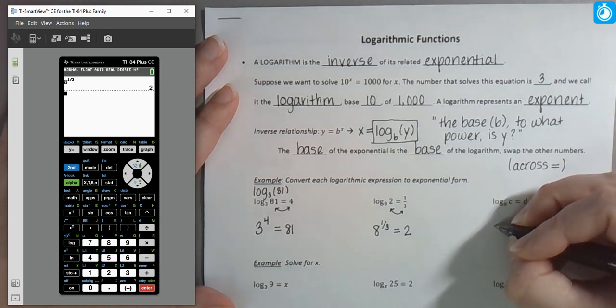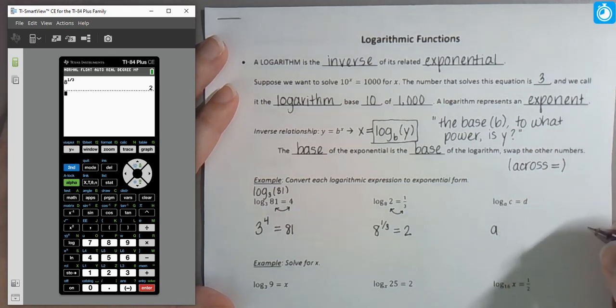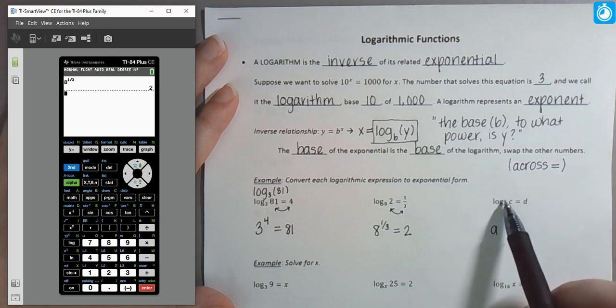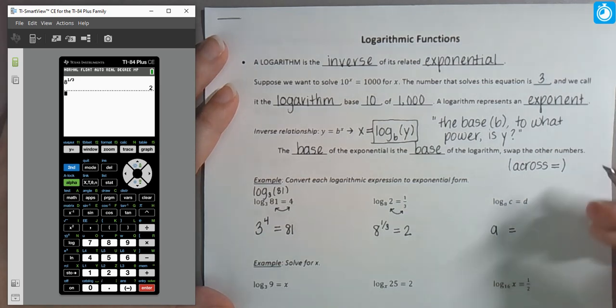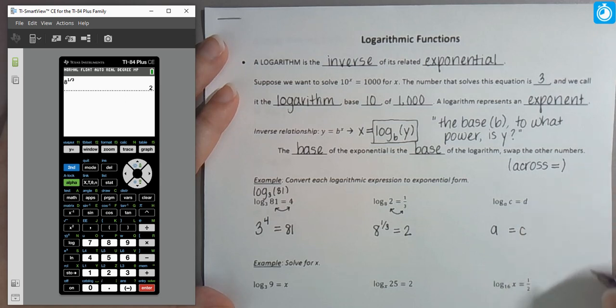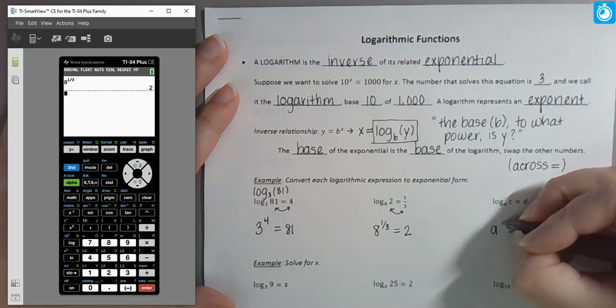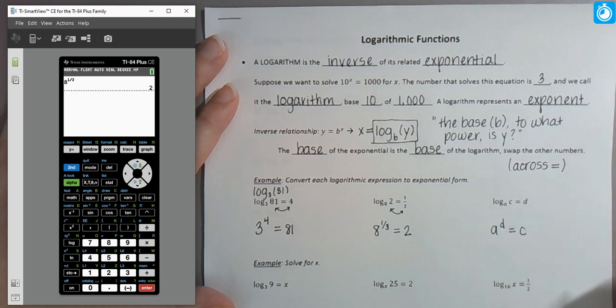Well, the base of the logarithm in this case is the base A, it's some unknown base. We're saying A to what power gives me an output of C? Well, A to the D power gives me an output of C. So that would be our conversion.